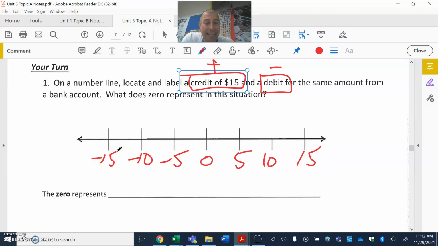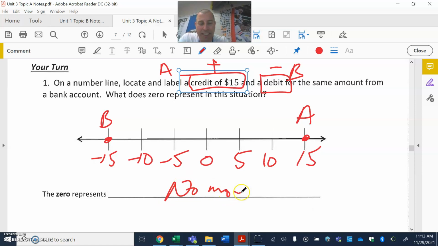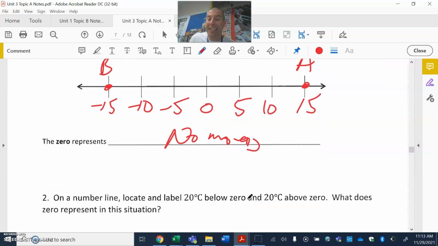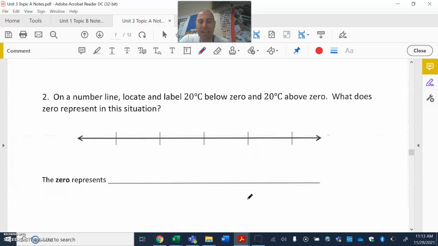Locate and label a credit of 15. That's a positive, so that's this. Now, I do need to label it. They didn't tell me what to use; typically, they tell you a letter to use. So you could put a big capital A next to it. If you wanted to write the word credit, that could get the job done as well. Debit, I'm going to call point B because that's a negative. In this case, 0 represents no money. You don't owe any money, and you don't have any money.